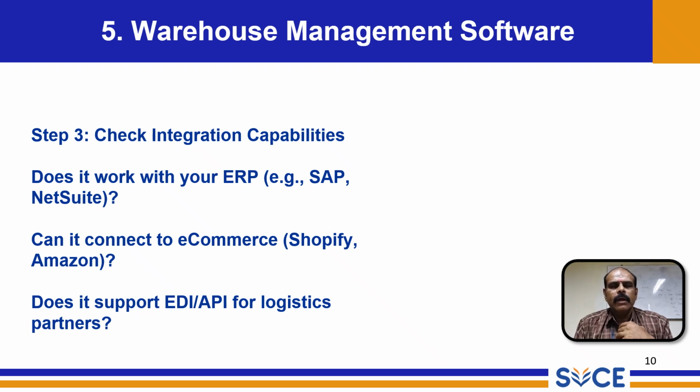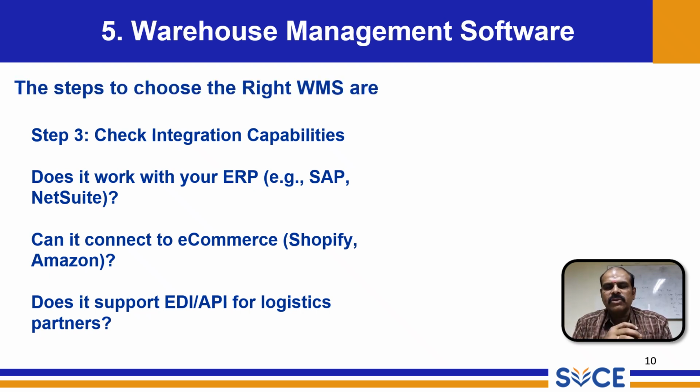Step 3, check integration capabilities. See, this is a very crucial task. Why? Because any warehouse will have some traditional software of its own. So first we should check compatibility: whether we have an ERP, and whether that ERP and the software we intend to buy are on the same platform. Can it be shared? Such things have to be thought of.